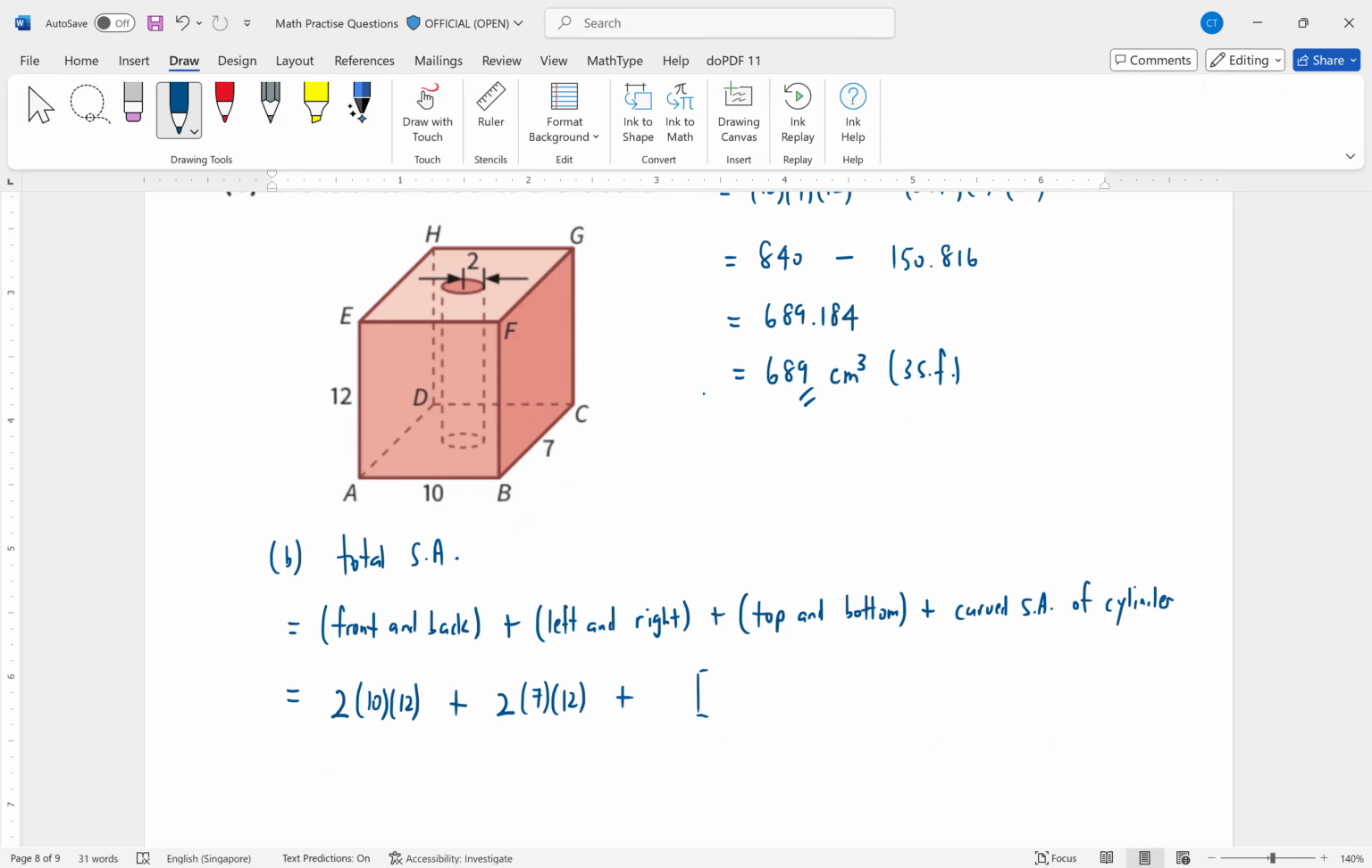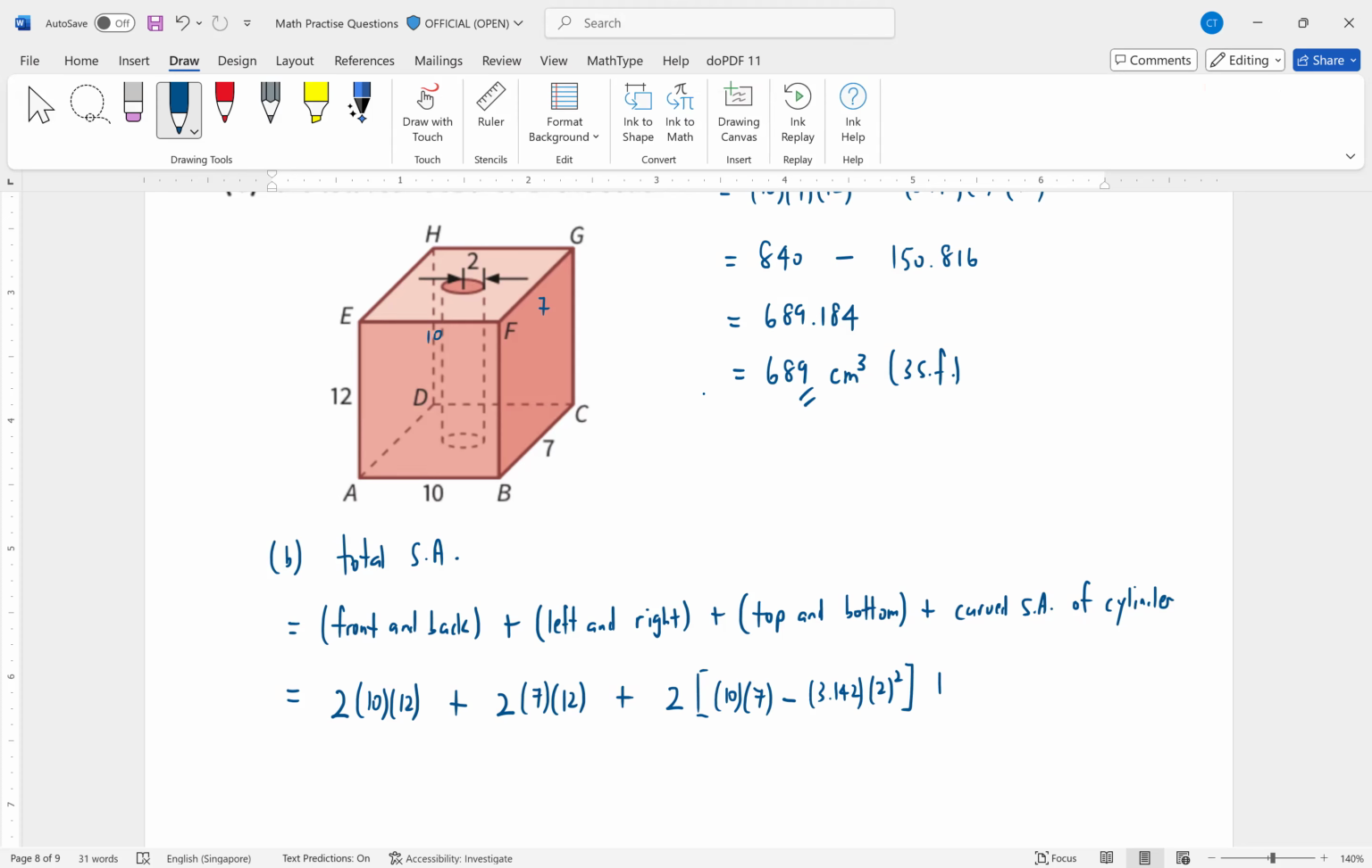This is where you've got to be careful. You look at the top and bottom face, it's actually a rectangle, 10 by 7. This is 10, then this is 7. Minus away the circle because we have already cut away a circle. This one also has 2 of them. So 10 times 7 minus away the circle, which is pi times 3.142 squared.